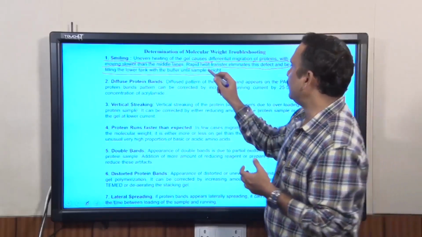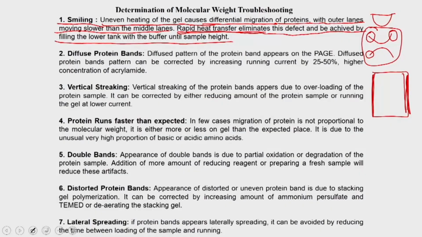So what you can do is have rapid heat transfer, which will eliminate this effect, and it is achieved simply by filling the lower tank with buffer up to the sample height. If you remember, there was a buffer tank during the SDS-PAGE. So you can fill this buffer tank slightly more, so that the buffer maintains uniform heat and keeps the SDS-PAGE plates slightly cool.